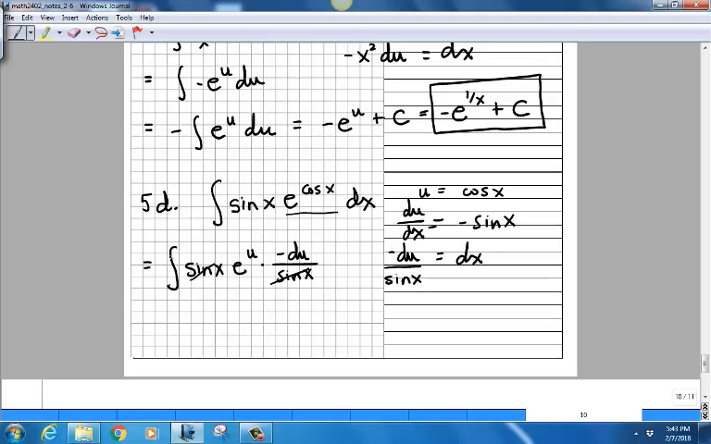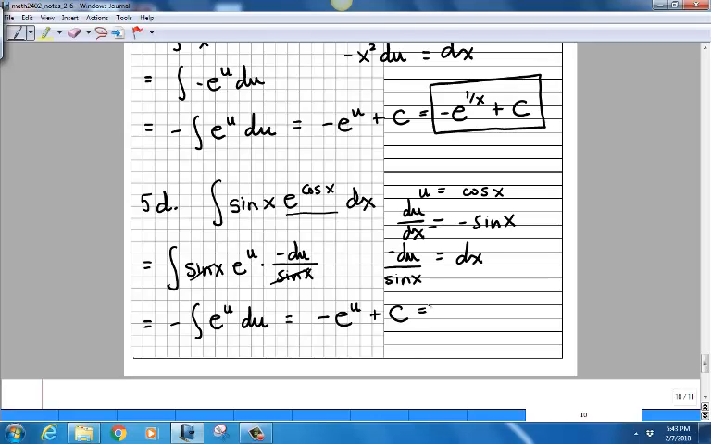This minus sign we can factor in front of the integral because that's a constant. So we have minus the integral of, again, just our basic exponential function, e to the u, right? And so that's easy to integrate. That's the great thing about exponential functions. And so we get our antiderivative is just minus e to the u plus a constant.